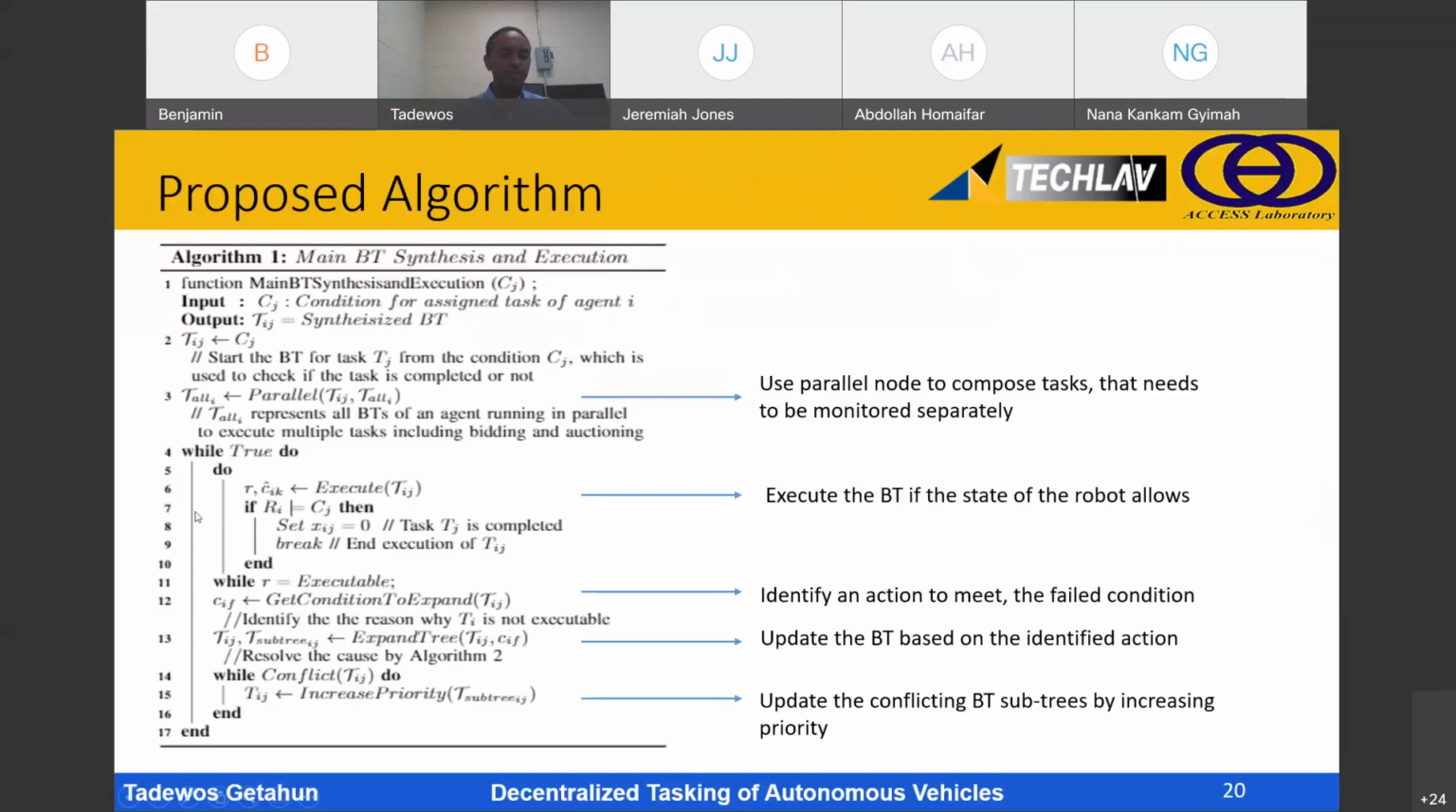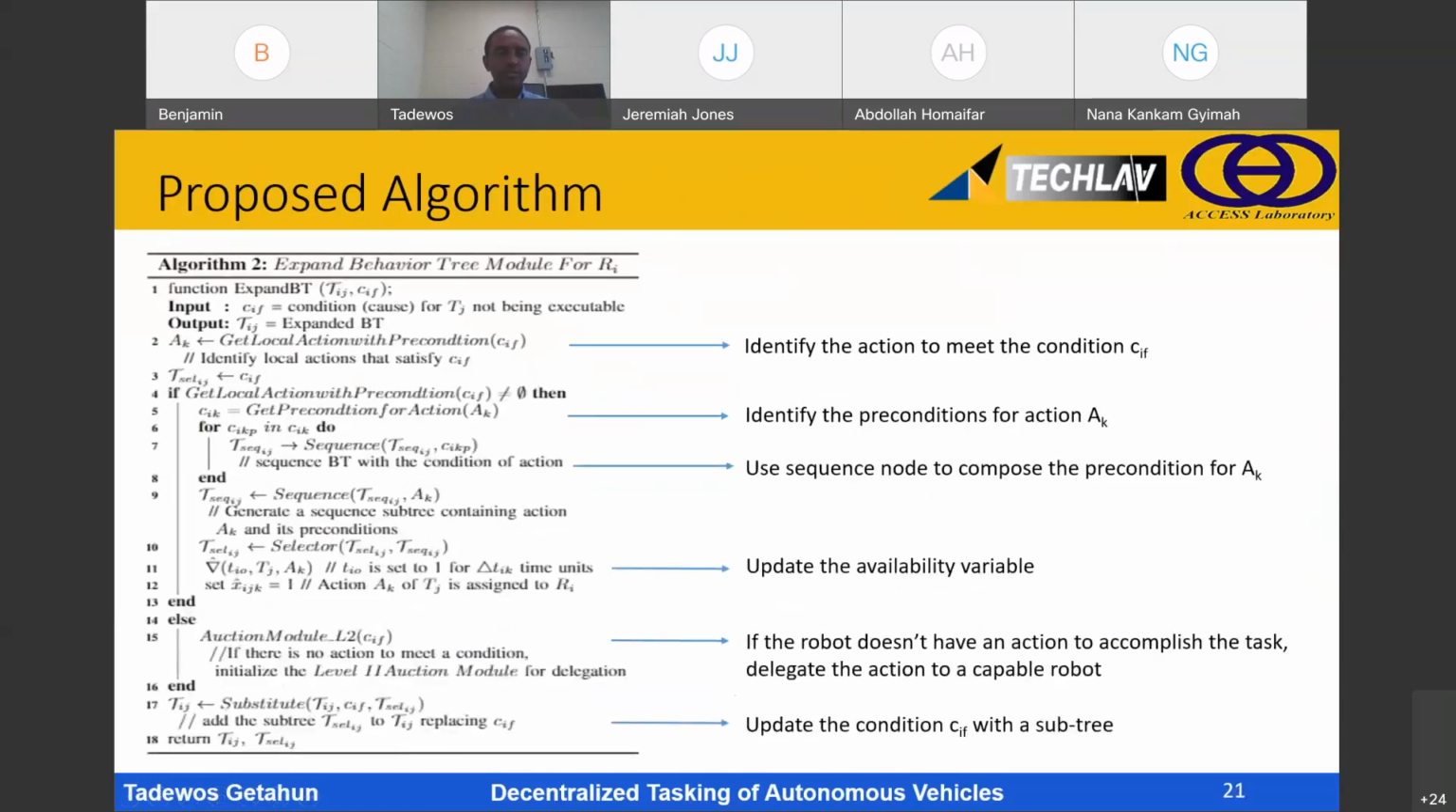Then we have a loop from 4 to 17. We can divide the loop into two parts: the execution and the synthesis. The execution part is from 5 to 11. If the behavior tree in its current state can be executed, we execute it. Otherwise, we have to identify the reason why it is not executing, at line 12. After identifying the cause, we have to find a subtree that can meet the failed condition, at line 13. The loop will terminate only when the goal is achieved.